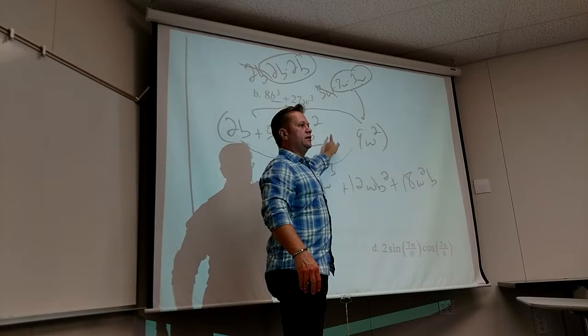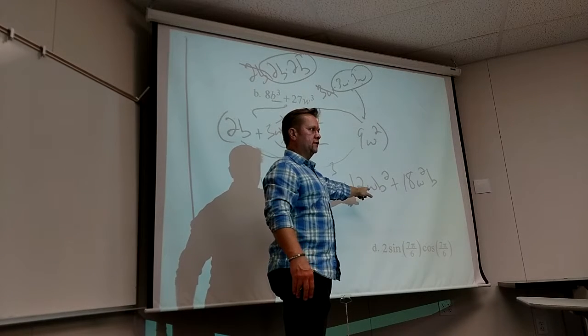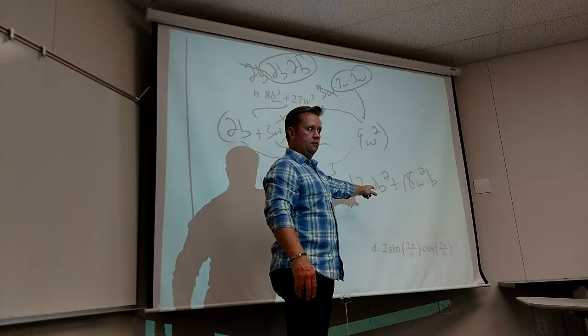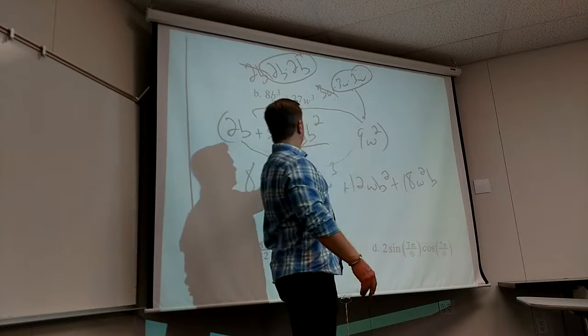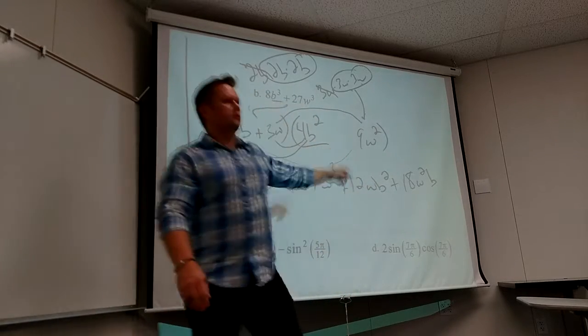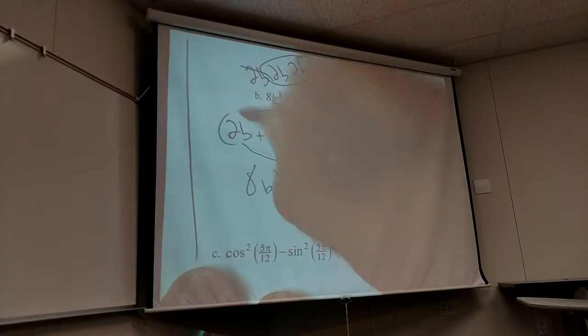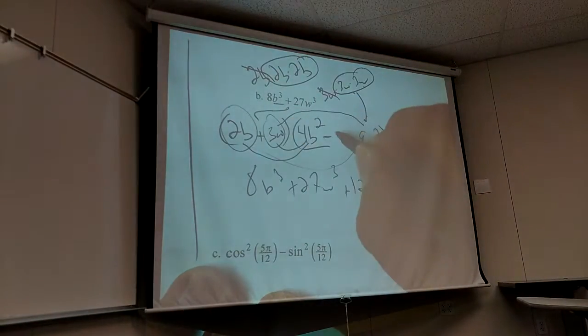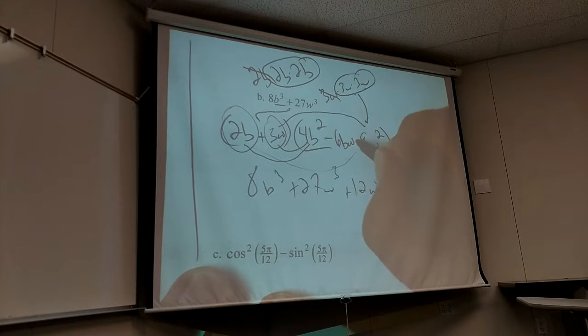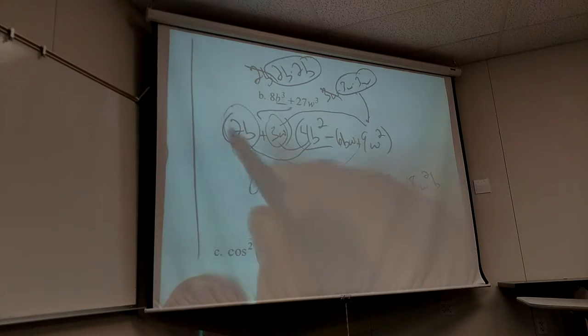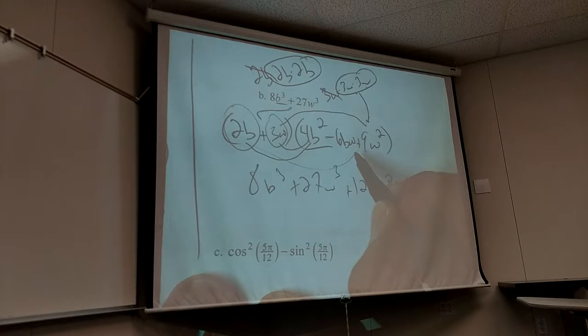Obviously, what sign is this going to have so it can kill these pieces? Negative. Opposite sign of what this is. And then what always works is this times this. 6bw. Do you see that? 2b times 3w is 6bw.